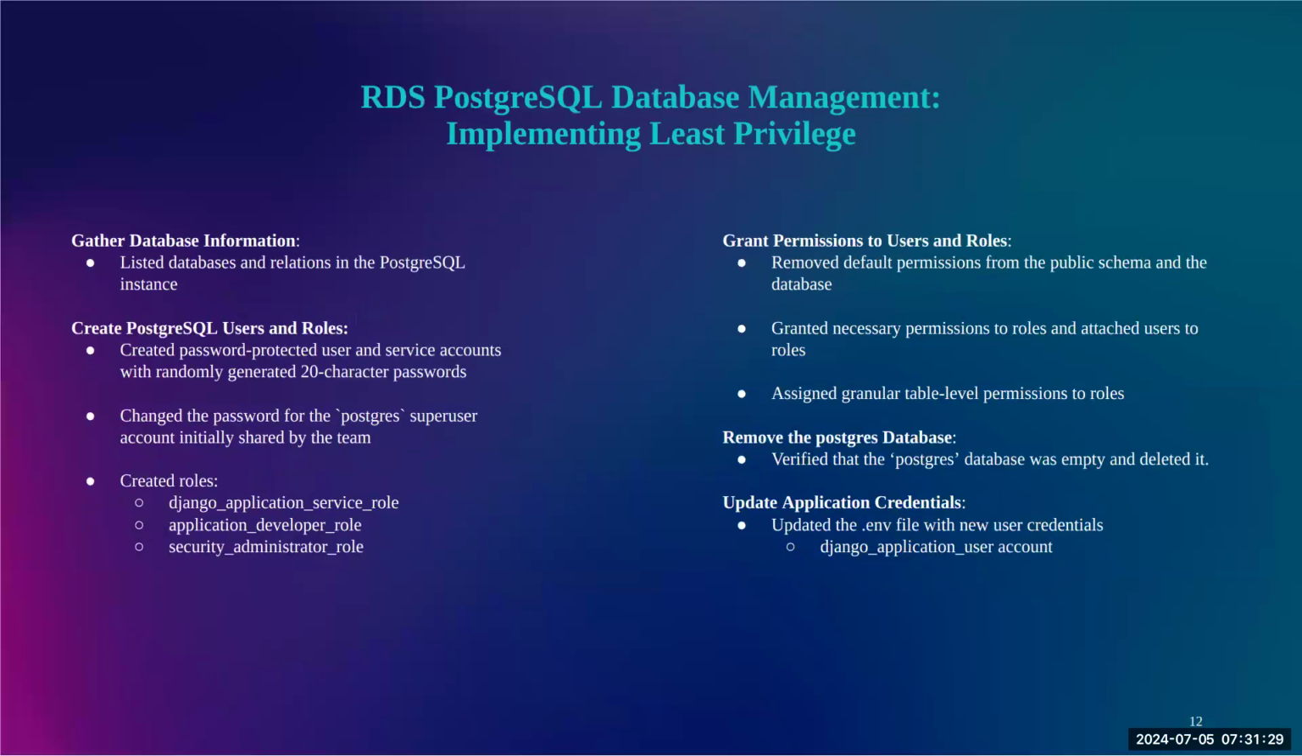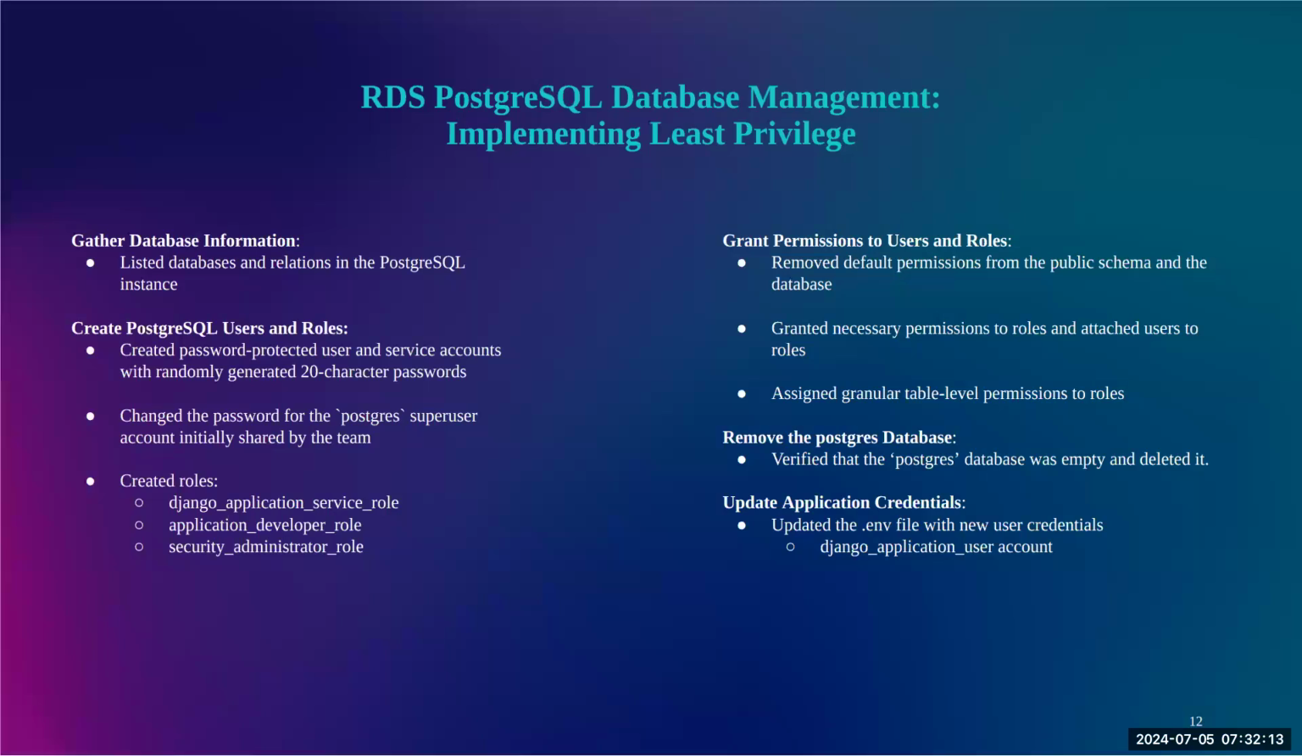And then for the Postgres database, we did similar activities. When we created the database, we listed out the databases within Postgres and removed any unused databases that are created by default. We also created users and roles with strong passwords and changed the Postgres superuser account that was initially used when it was deployed. We created 3 different roles. We created a Django application service role for the application service user account to interact with the Postgres database. We created the application developer role and the security administrative role.